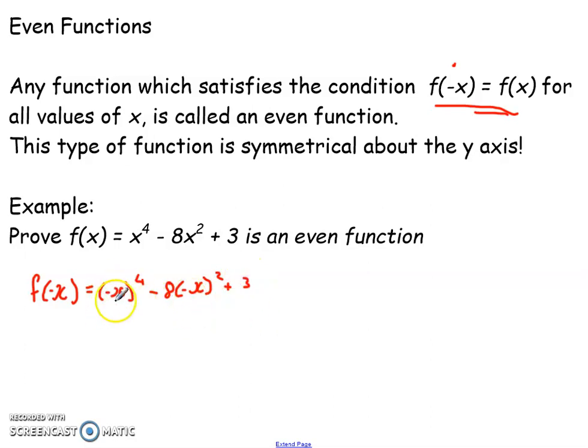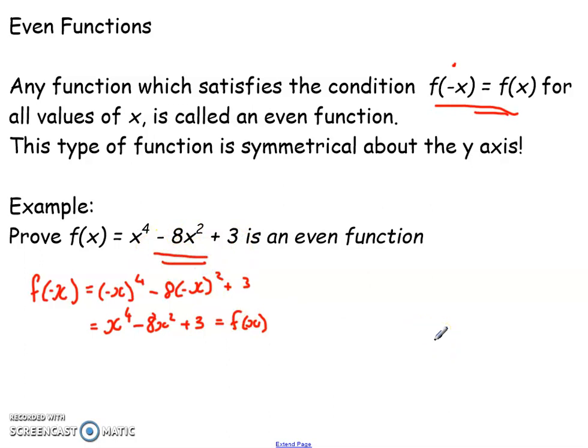Now I've done that. Negative x to the power of 4 is the same as negative x squared, squared again, and we know that negative x squared is just x squared. So that squared again would quite simply equal x to the power of 4. We then take away 8 times negative x all squared. Well, any negative number squared is just positive, so it then becomes take away 8x squared plus 3. And lo and behold, that equals the original function f of x. So what that means is I've just shown you that this function here is an even function. It satisfies that condition that we want.